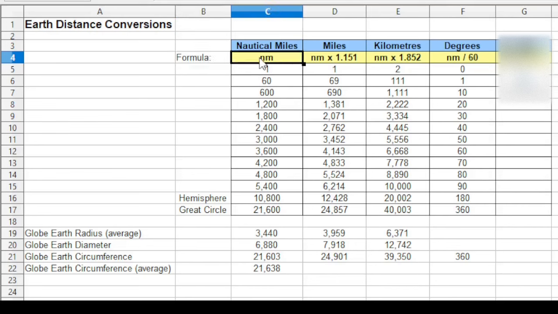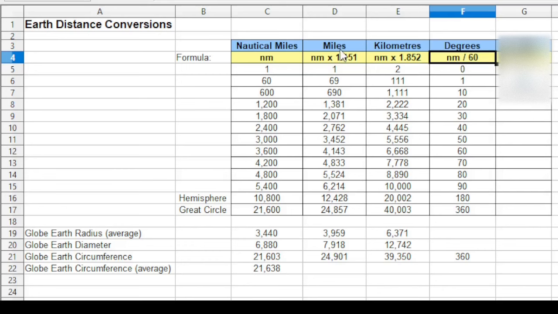So we're basically basing this on nautical miles, and then the formula for converting nautical miles into normal miles would be multiplying the nautical miles by 1.151. And if you wanted to get kilometers, then you convert the nautical miles into kilometers by multiplying that by 1.852. And then to get the degrees from nautical miles, we basically divide by 60.